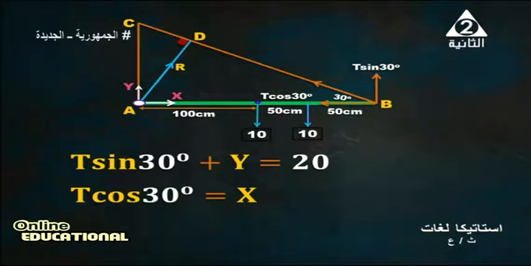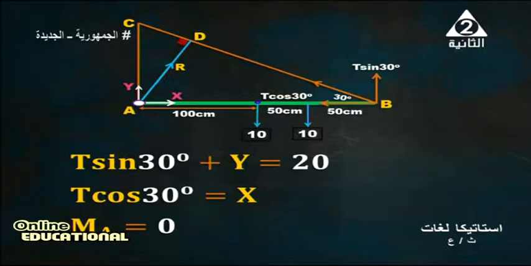This is in the vertical direction, but in the horizontal, T cosine 30 equals X. We know that sine 30 is 1 over 2, but cosine 30 is root 3 over 2. After that, we find the moment at point A. Remember, my dear student, in the first equation we have two unknowns, tension T and reaction Y. In the second equation, we also have two unknowns, tension T and the horizontal reaction of the hinge, X.